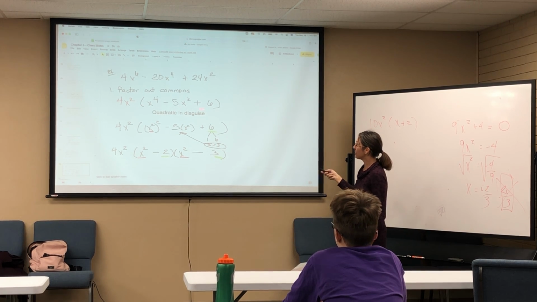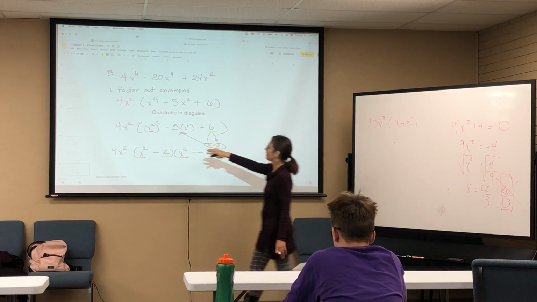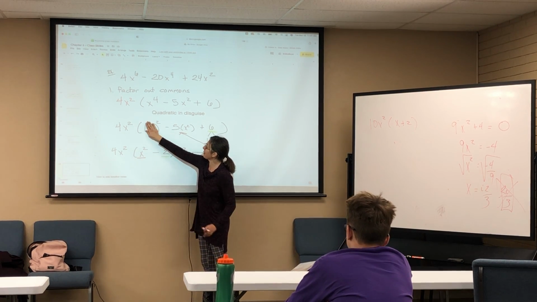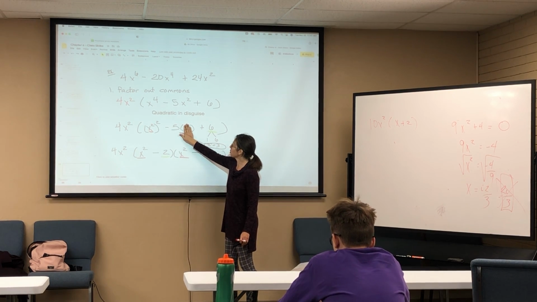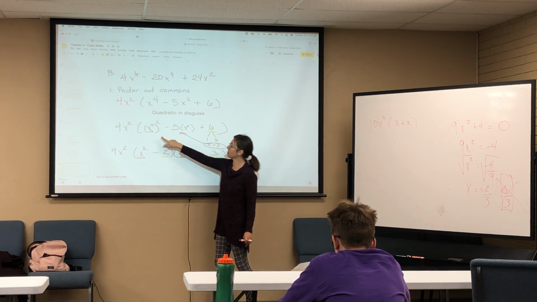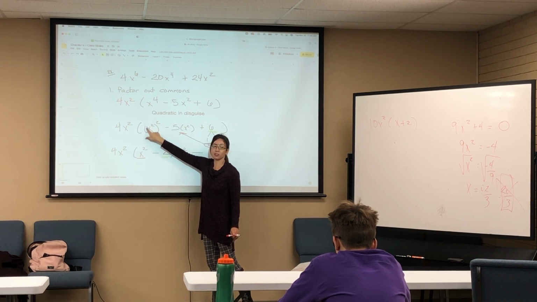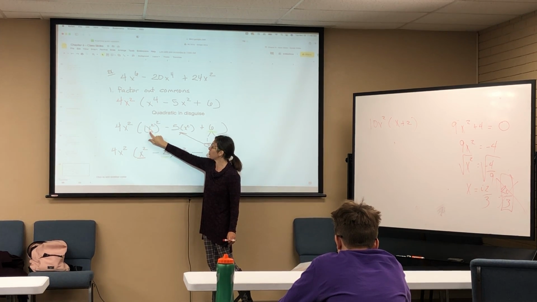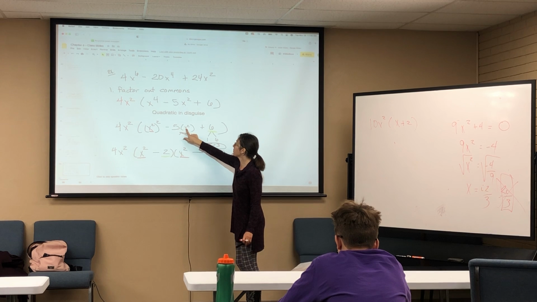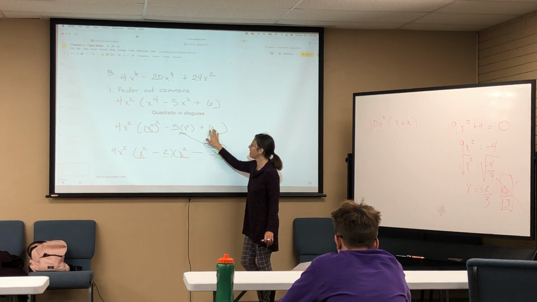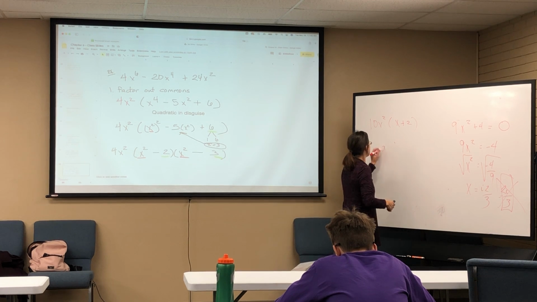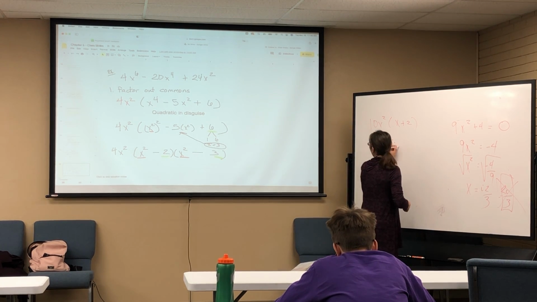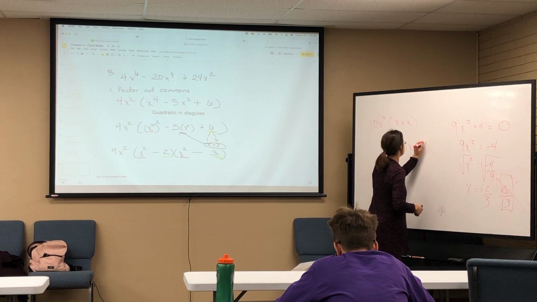Again, this is a quadratic in disguise. I've rewritten it so that it's a variable squared, minus just the variable, and our constant. It just happens to be that our initial variable here is actually x squared. So x squared, squared, minus 5 times x squared, plus 6. So now I can factor this just like x squared minus 5x plus 6.